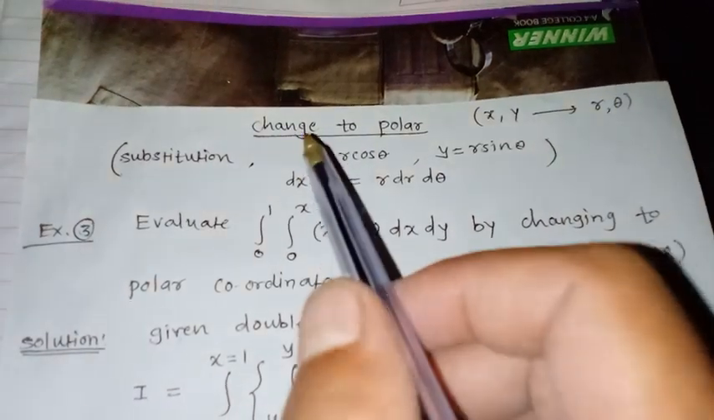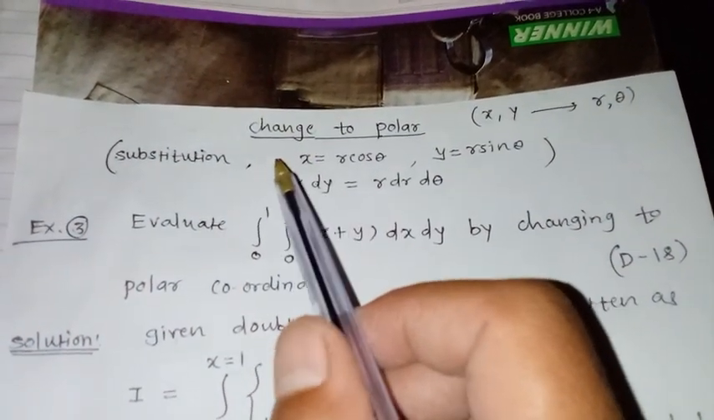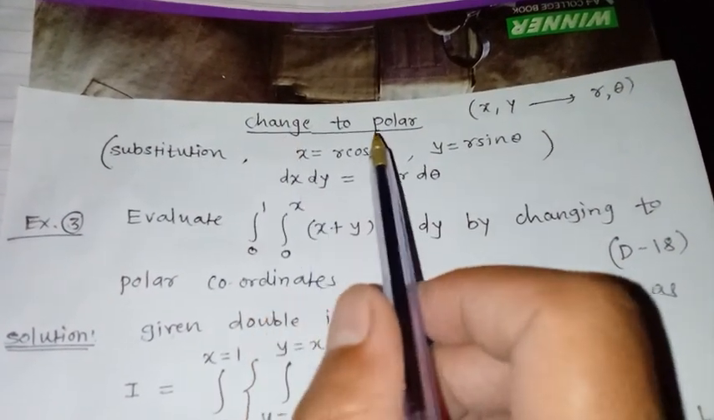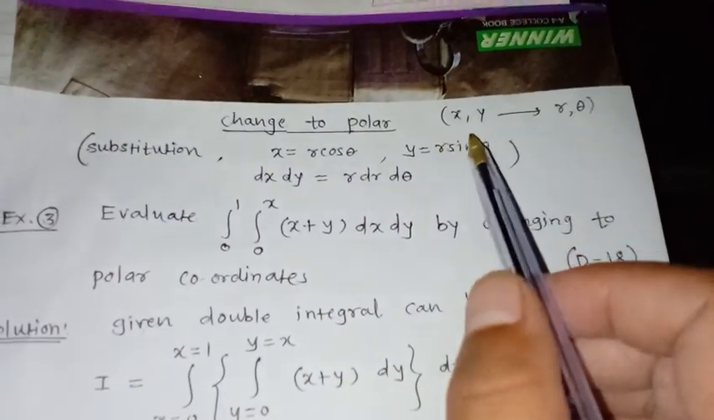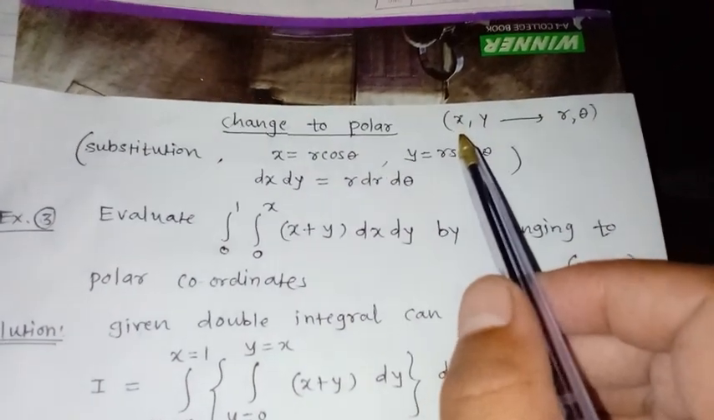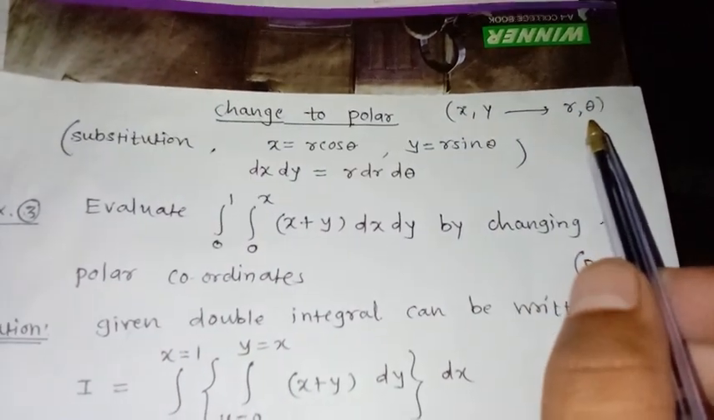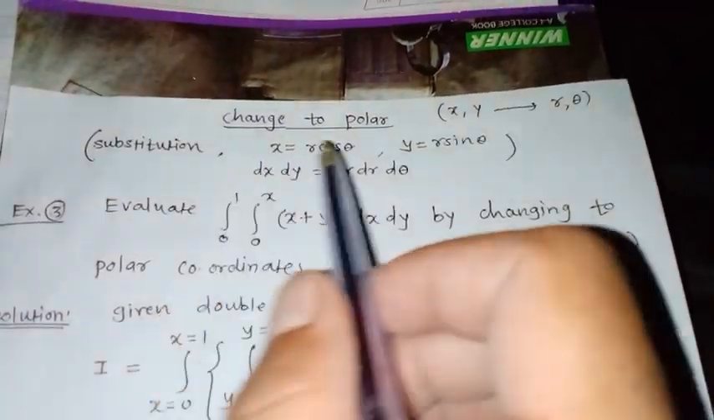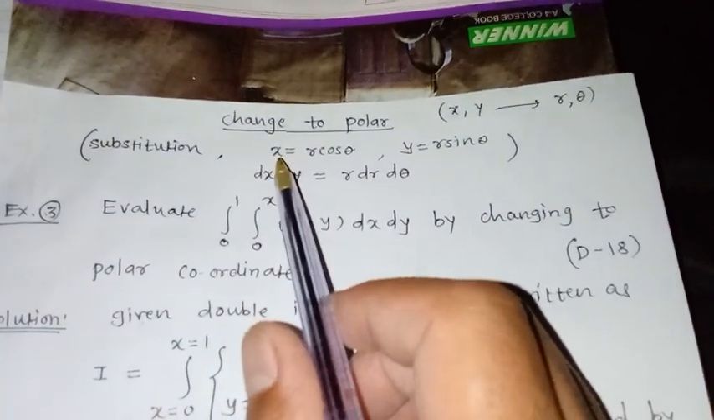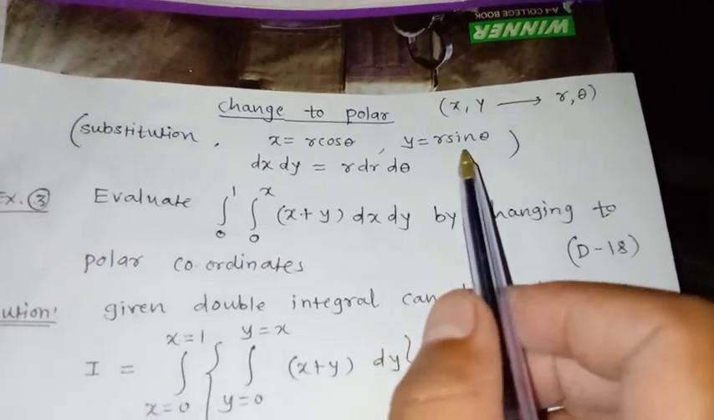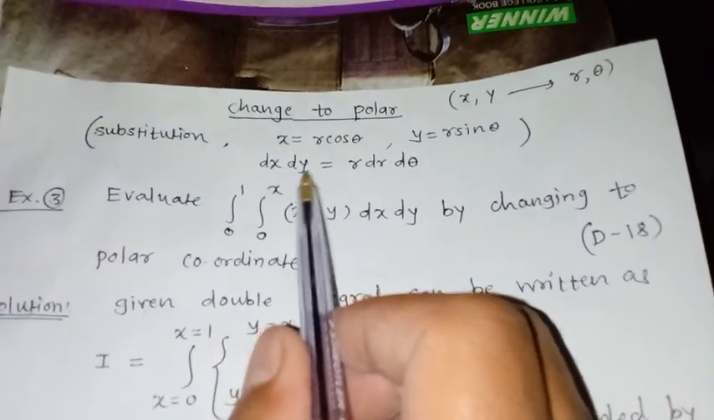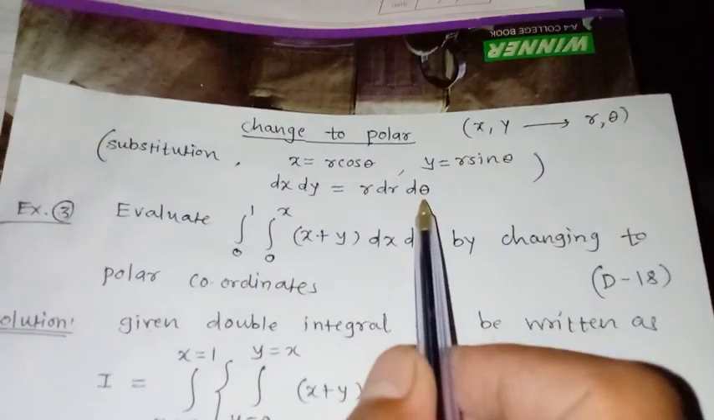Hello students, in this lecture we are going to discuss one example on the topic change to polar, and we know that here we have to change the Cartesian coordinate system xy into the polar coordinate system r and theta using the substitution, that is we have to replace x by r cos theta, y by r sin theta and dx dy by r dr d theta.